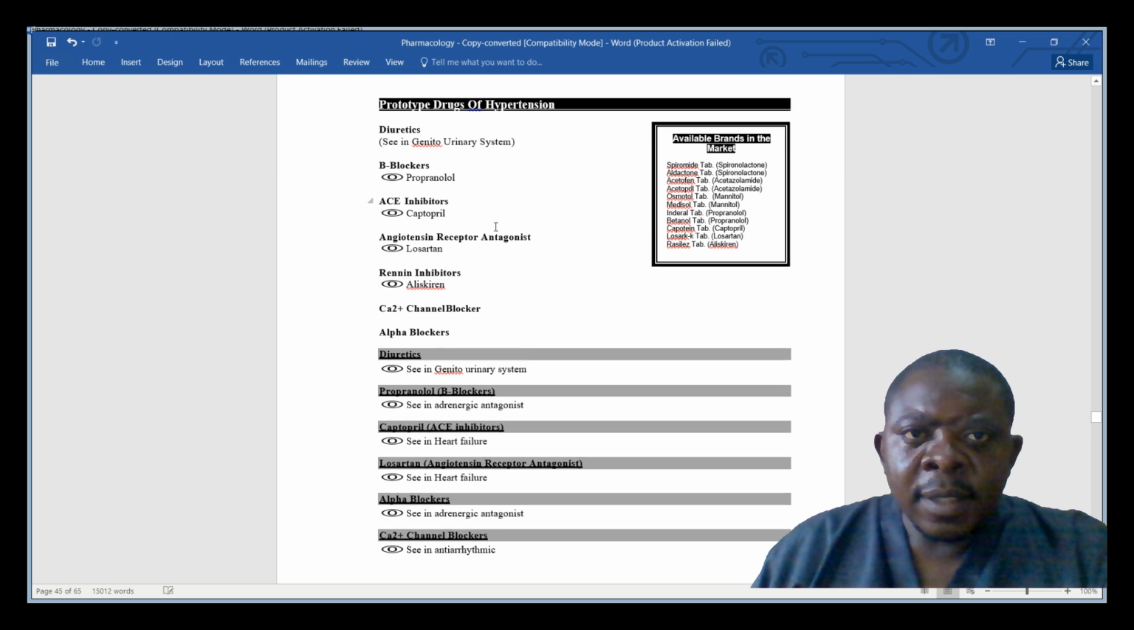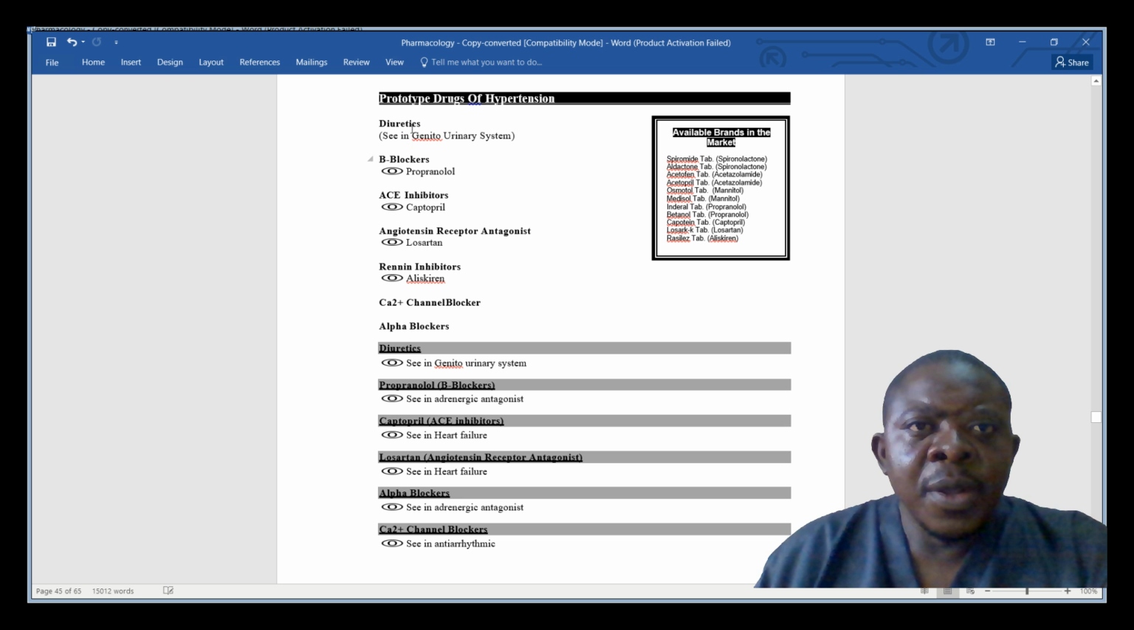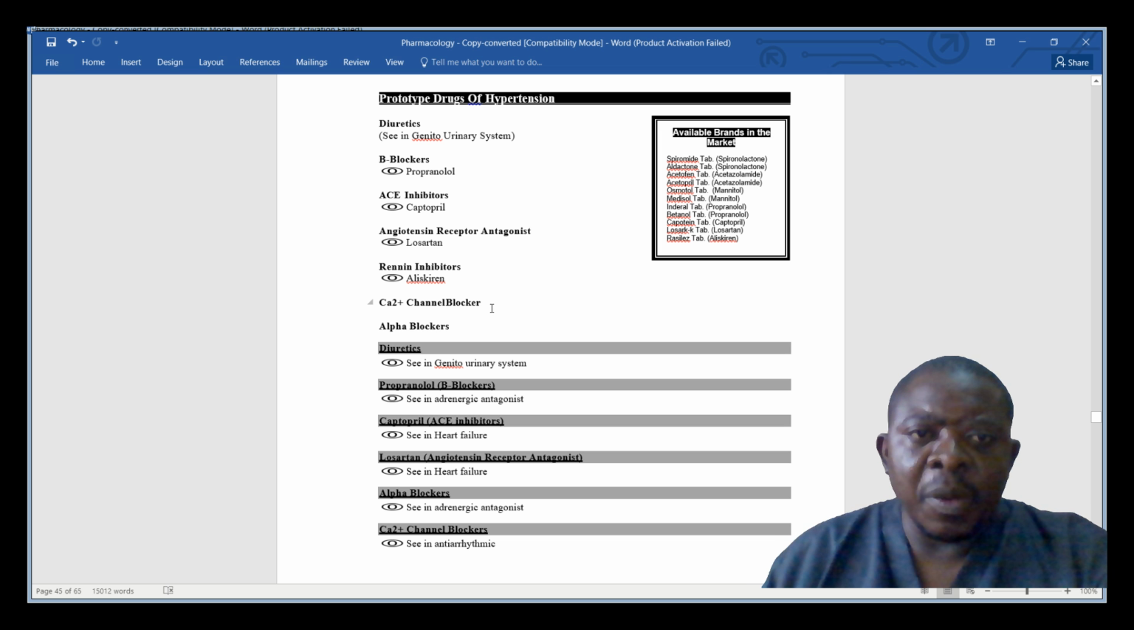Some prototype of drugs used in hypertension. So we have diuretics, we have beta blockers, we have angiotensin converting enzyme inhibitors, we have angiotensin receptor antagonists, we have renin inhibitors, we have calcium channel blockers, and we have alpha blockers.